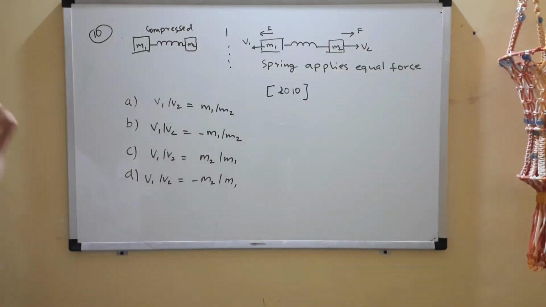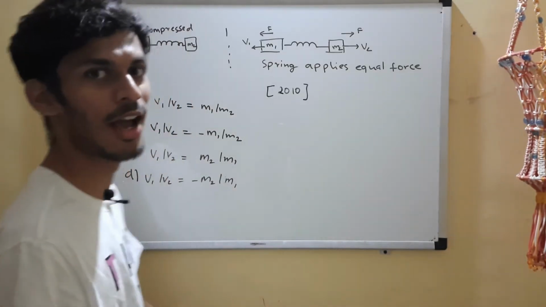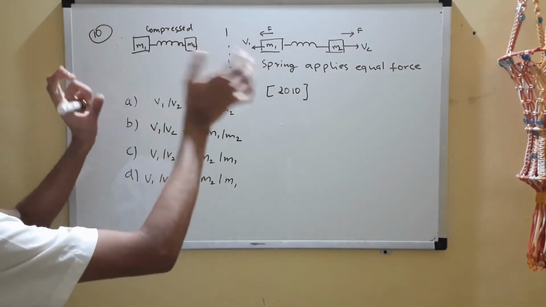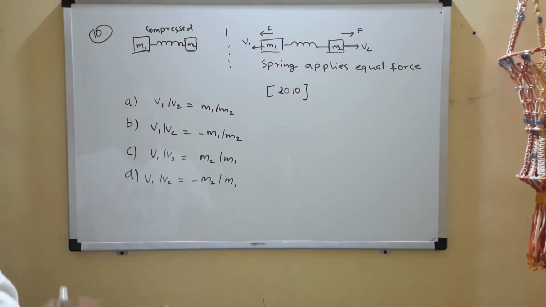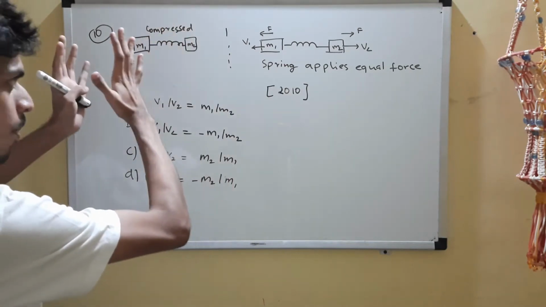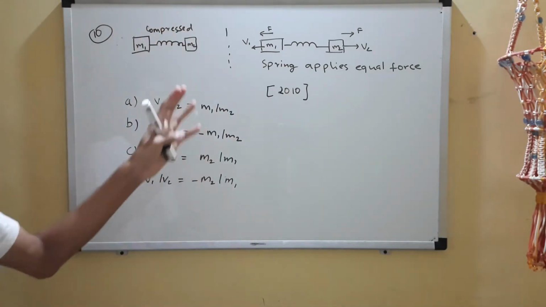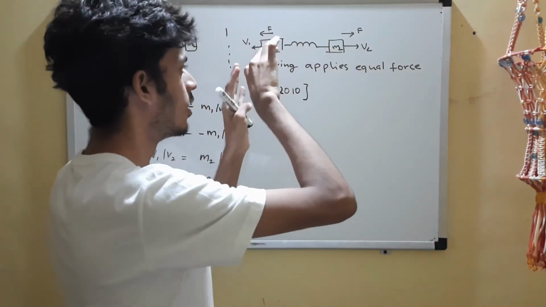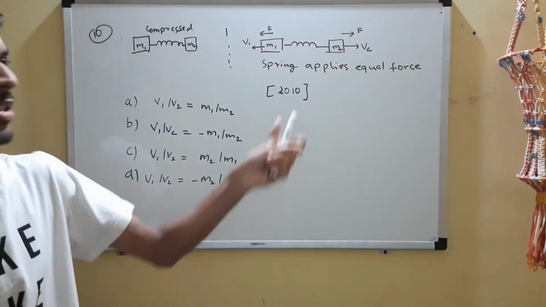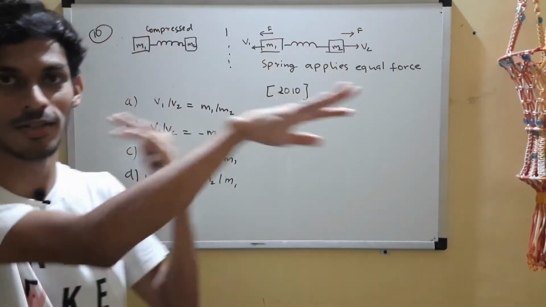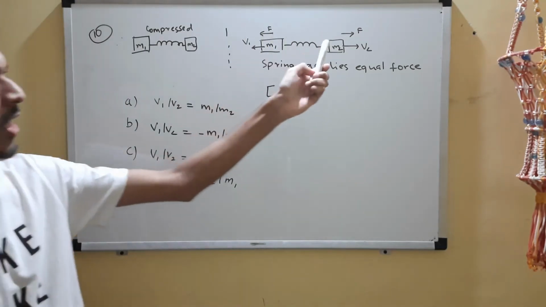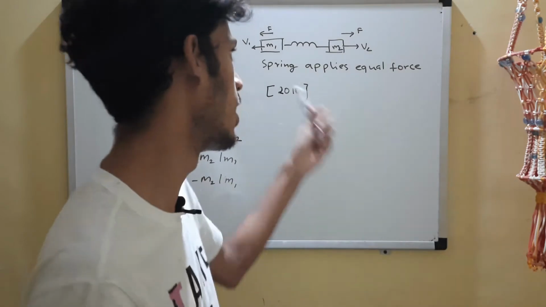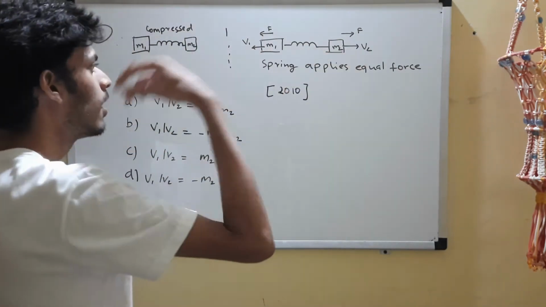Question 10 from BITSAT 2010. Now in this question you have a spring and two masses, m1 and m2, attached to its either end. In the first case you are compressing it and holding it. In the second case, when you release it, the spring pushes both of the masses with equal force. So m1 moves with velocity v1, and m2 moves with velocity v2. m1 and m2 are masses, v1 and v2 are velocities.